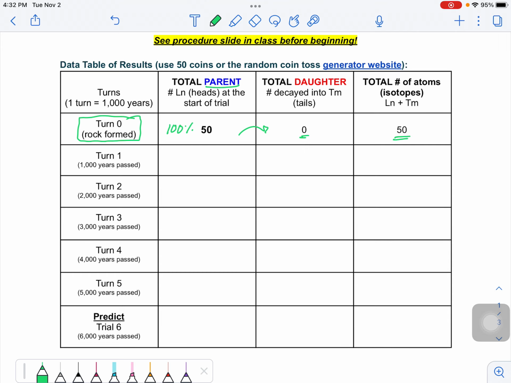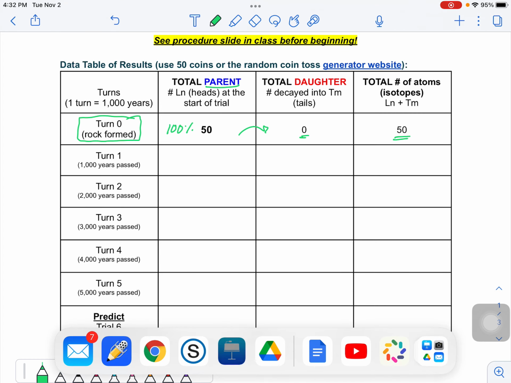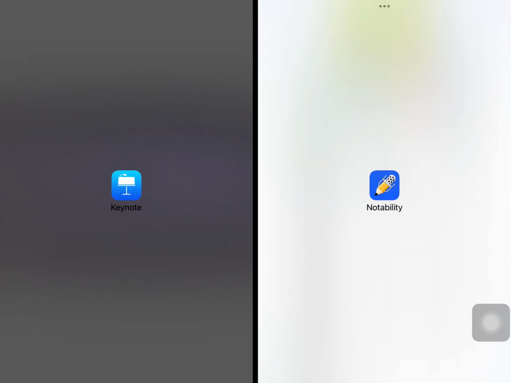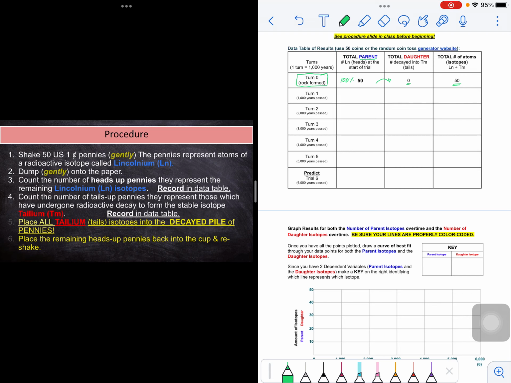So you're going to use this set of directions that we shared in class, and also on this slide. You might want to just screenshot it from the video so you can use it while you're doing the lab. But you are going to use 50 pennies, or any coin really, if you have them. You're just going to turn them over, and you're going to differentiate the number of heads, parent material, to tails, daughter material. And you're going to record those in step 1.